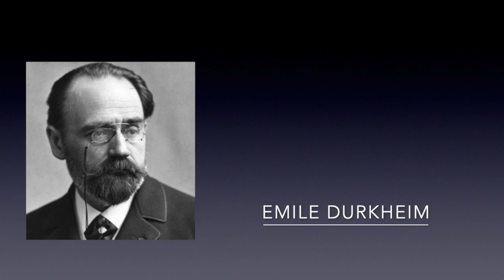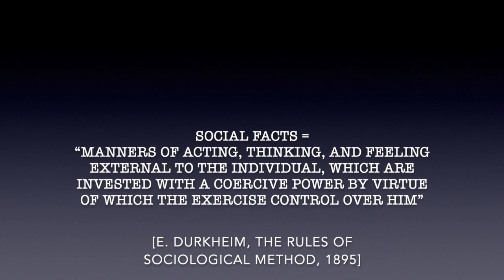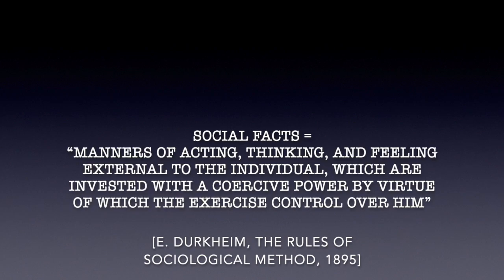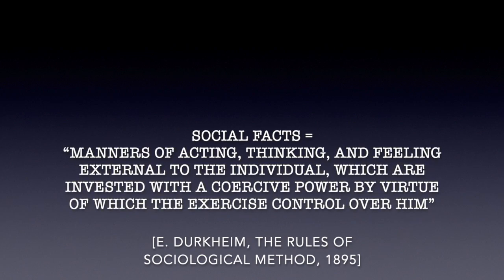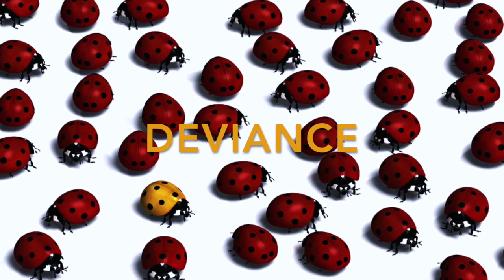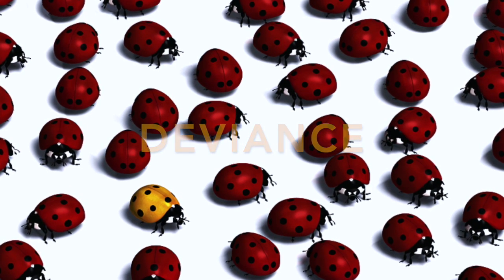norms. Durkheim brings up the idea of social facts. Social facts are manners of acting, thinking, and feeling external to the individual, which are invested with a coercive power by virtue of which they exercise control over him. But what about those who don't conform? That's where deviance comes in. Deviance is simply non-compliance or non-conformance to a social norm. Usually if we see deviant behavior or a deviant characteristic, we attach a stigma and we respond accordingly.